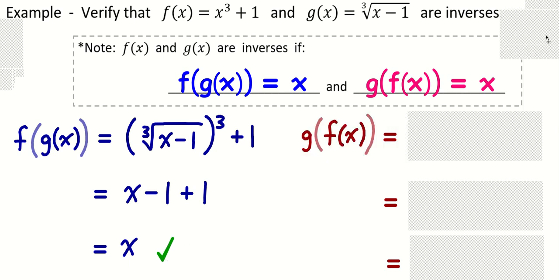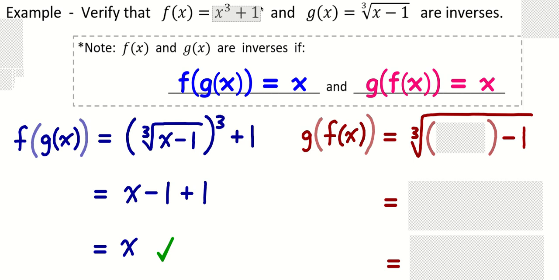Check. And then g of f of x, again, if you were just finding g of 9, you'd be just plugging 9 into x right there. But g of f of x, you're plugging in this entire function, this entire x cubed plus 1, into that x right here. So this is what you end up with when you're plugging the entire f function into g.